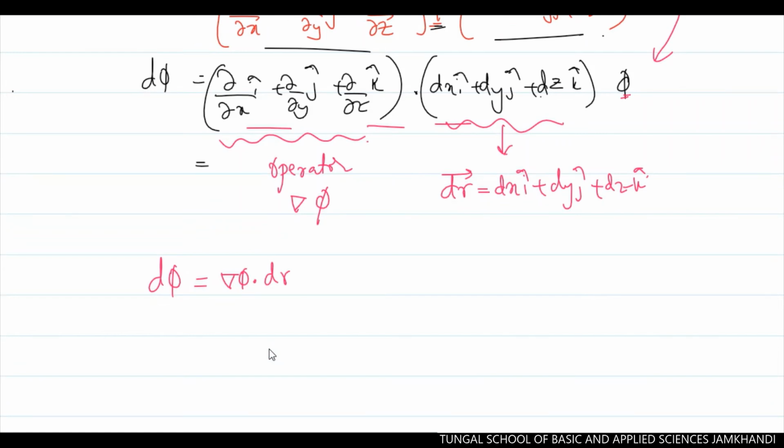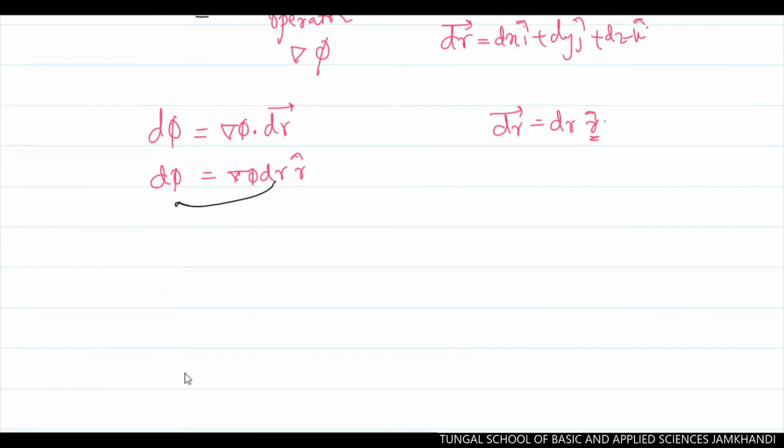Now if I remove this dot product, I will only get d phi into dr into r cap, because it's a vector. We can write the dr vector as dr, its magnitude, into its vector direction r cap, right? If you take the d phi here, and now I take this dr back into the denominator, this function becomes d phi divided by dr is equal to del phi into r cap.